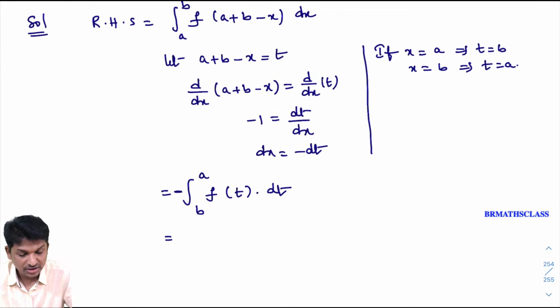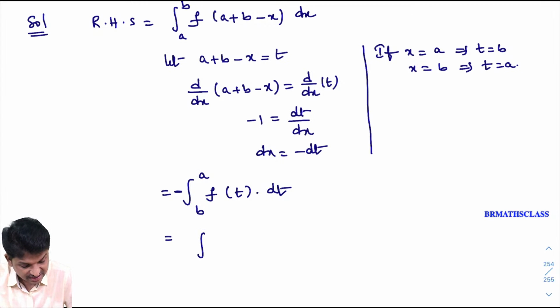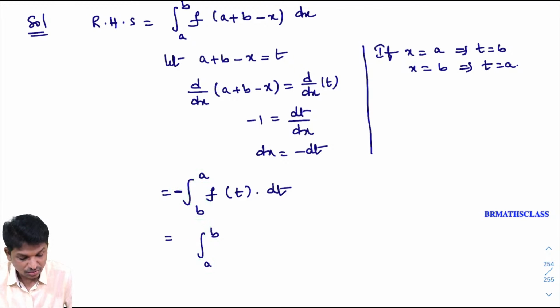See, if you want to interchange the limits, you can interchange. Whenever you interchange the limits, you need to change the sign of the integral. Here the minus sign is there. If you want to interchange these limits, b to a, you can write it as a to b. We learned that property, right? When you interchange the limits, you need to change the sign of the integral. Here minus is there, so here plus will come. So that plus no need to write. Into f of t dt.